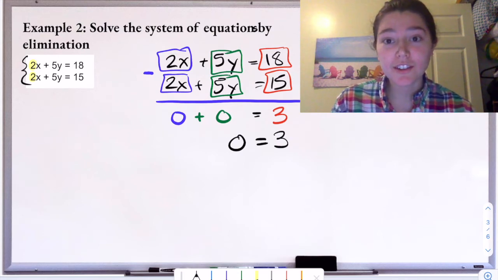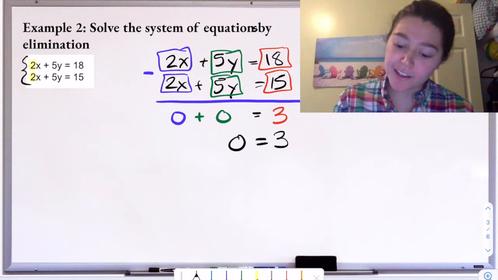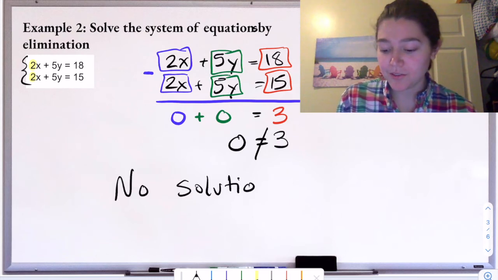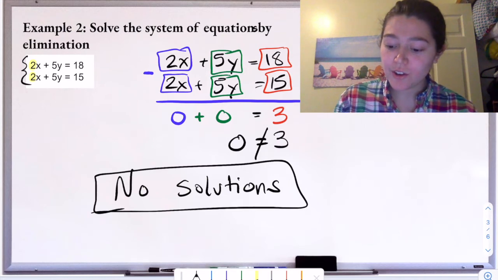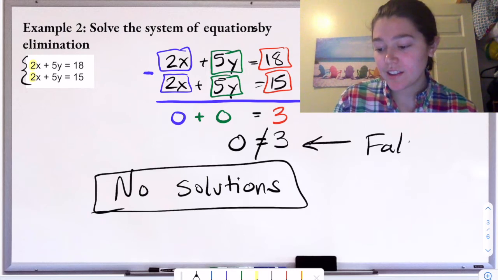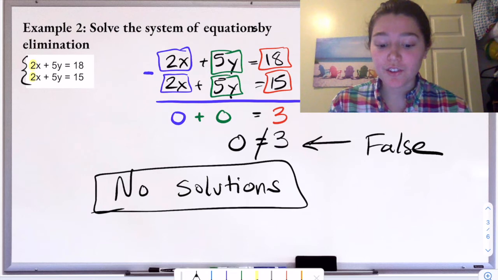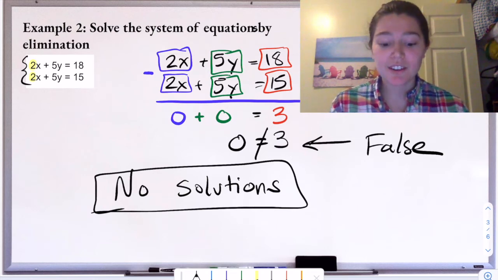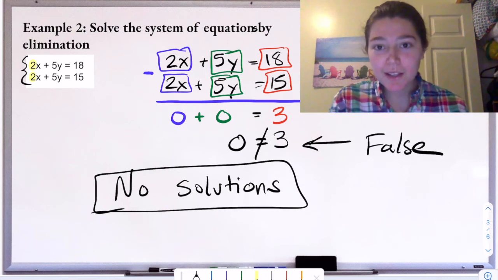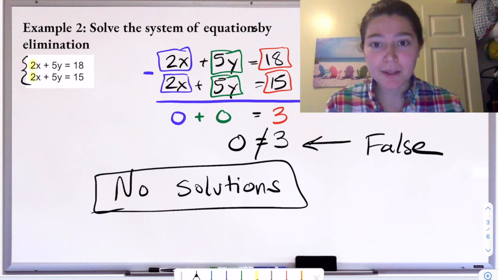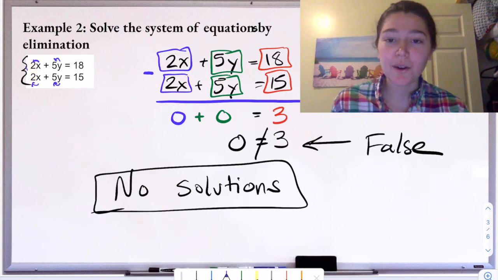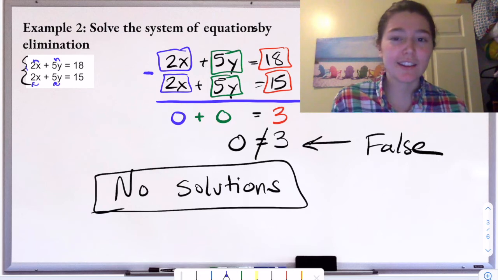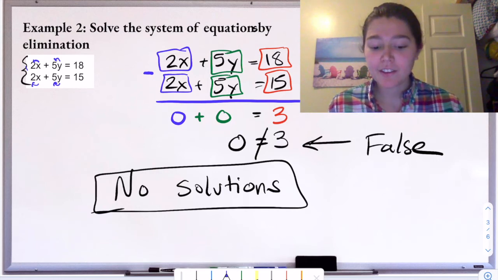Is that true? Does 0 equal 3? No, that's not true. Okay, so there are no solutions to this system of equations. Whenever I get a false statement like this, then we can conclude there are no solutions. These two lines are parallel lines. If we were to graph them, they are never going to intersect. You might have been able to figure that out from inspection immediately when you looked at this. There's no x and y value that makes both 2x plus 5y equal to 18 and 15 at the same time. So there are no solutions.